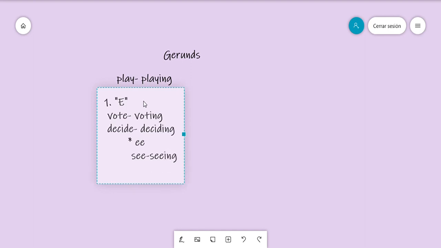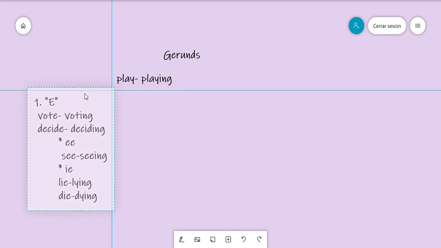Another exception is when you finish with the letters I and E. For example, if you write lie, it's incorrect if you write it like this. When you have the letters I and E together, what you have to do is replace them with the letter Y. For example, you have to write lying. In another case, for example, if you have die, you have to write dying, like this. So those are the two exceptions when you finish with the letter E.